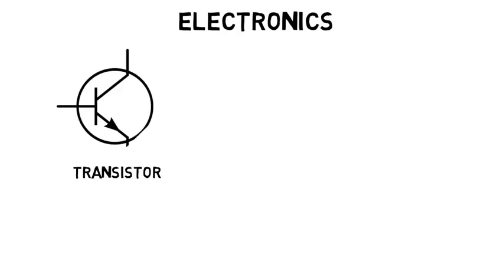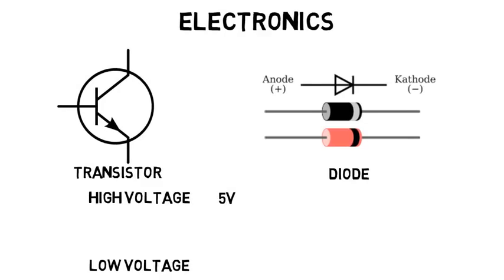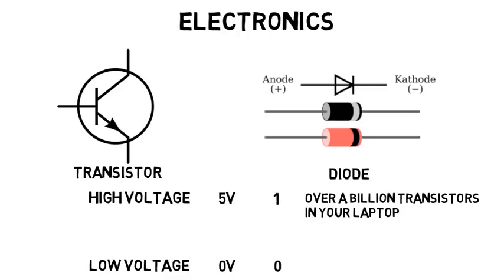This is where you look at the transistor and diode. A transistor has the ability to switch between a high and low voltage, like 5 and 0 volts, and computers read these as ones and zeros. So that's what we actually mean when we say a computer reads ones and zeros. There are over 1 billion transistors in your laptop to make it work and store all the data.